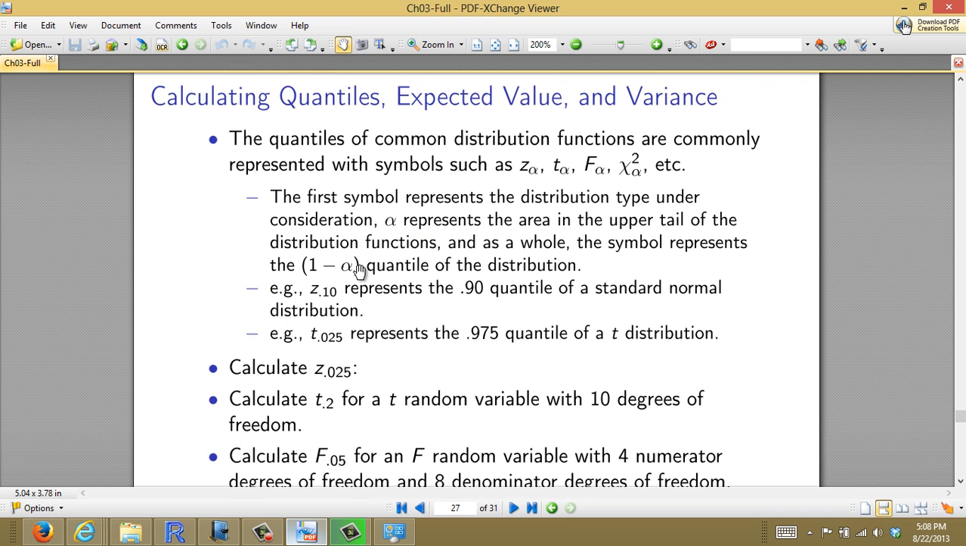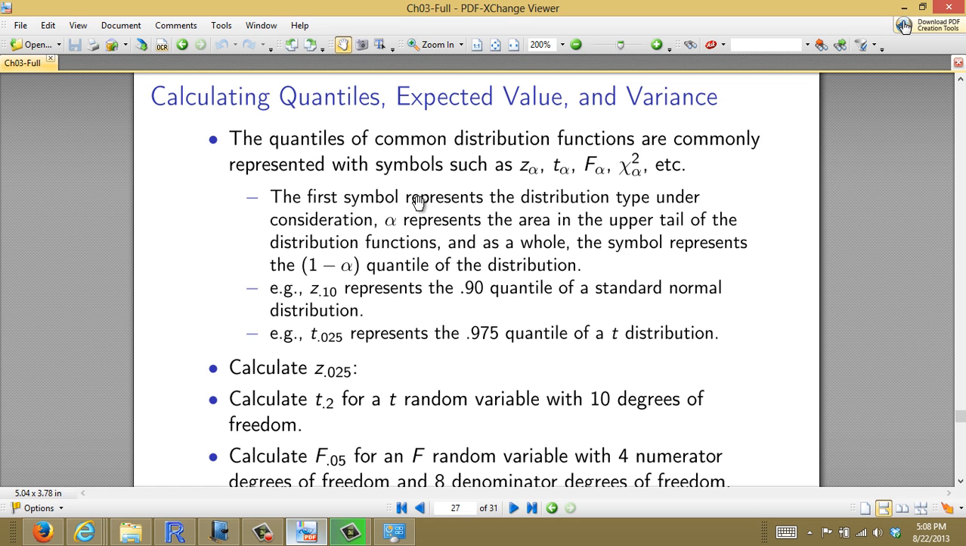So we've already talked about quantiles and the fact that quantiles are commonly of interest. And there's a standard notation that's used in this book for talking about quantiles. For example, we might have quantiles denoted by Z alpha, T alpha, F alpha, chi-squared alpha, etc. The first symbol represents the distribution under consideration. So Z stands for standard normal, T stands for T, F stands for F distribution, etc. And alpha represents the area in the upper tail of the distribution, which means that Z of alpha is actually the 1 minus alpha quantile of the distribution.